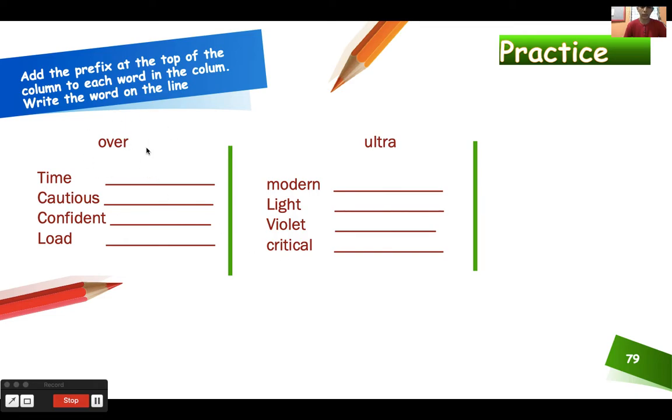Okay, so in this case we have to write first the word over, and then write the word on the line. So we have overtime. In this case it will be overcautious, overconfident, overloud. Okay, and for this one it is ultralight. It means that it is so clear.